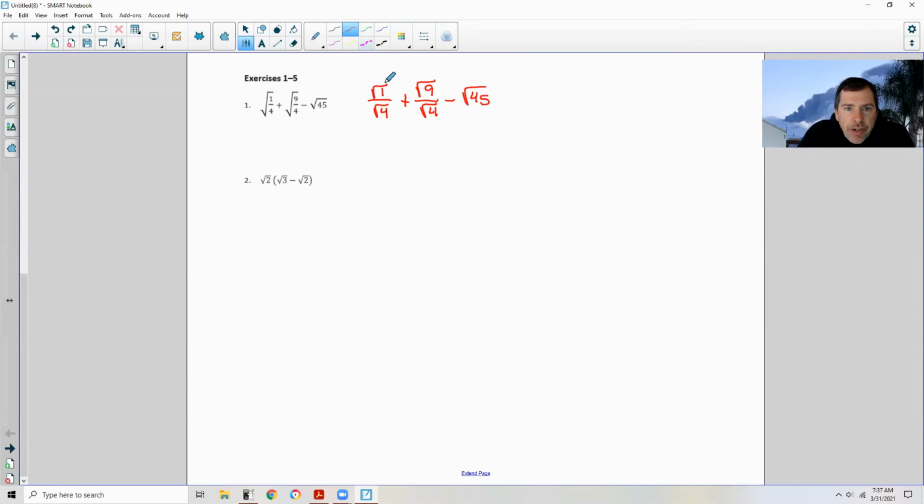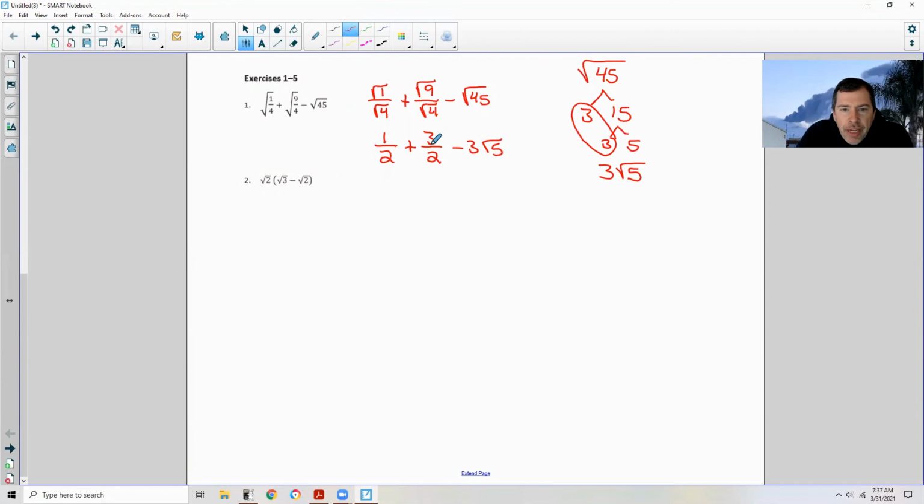And then I'm going to simplify this. The square root of 1 is 1. The square root of 4 is 2. Plus the square root of 9 is 3. The square root of 4 is 2. And then I need to take this square root of 45 and factor it. 2 won't go. 3 will. 15 times 3 is 45. And 15 is 3 times 5. So I have a pair of 3's here. So that's going to come outside, and the 5 stays under the radical. So it's going to be minus 3 square root 5.